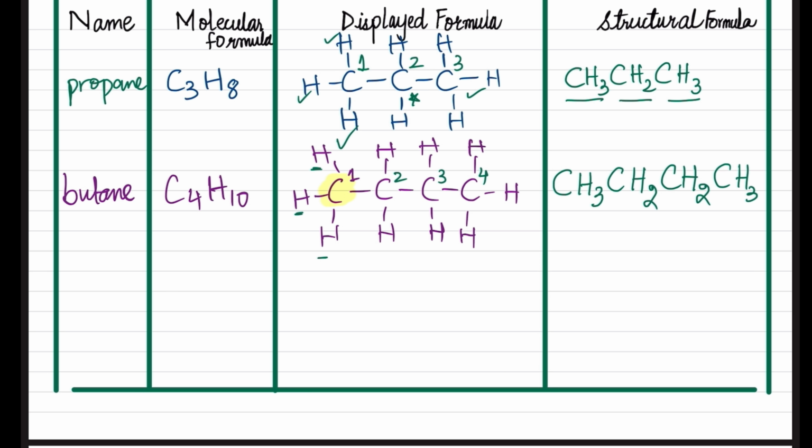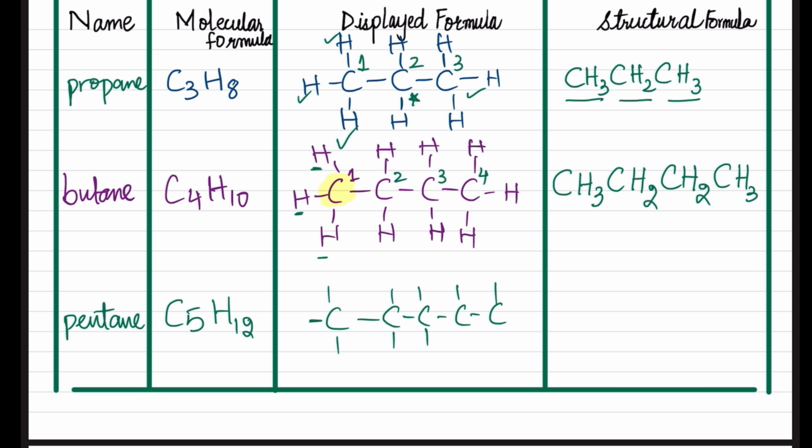Now the last is pentane. Pentane is C5H12. First I will draw the chain of 5 carbon atoms and satisfy all other bonds with the hydrogen atoms.